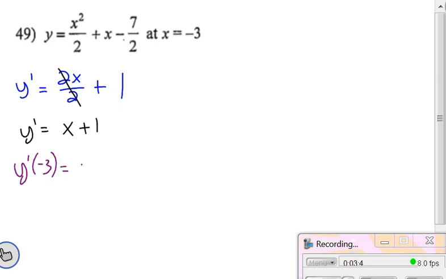So let's put the -3 into the derivative function. And we get -2. That is our derivative at x equals -3.